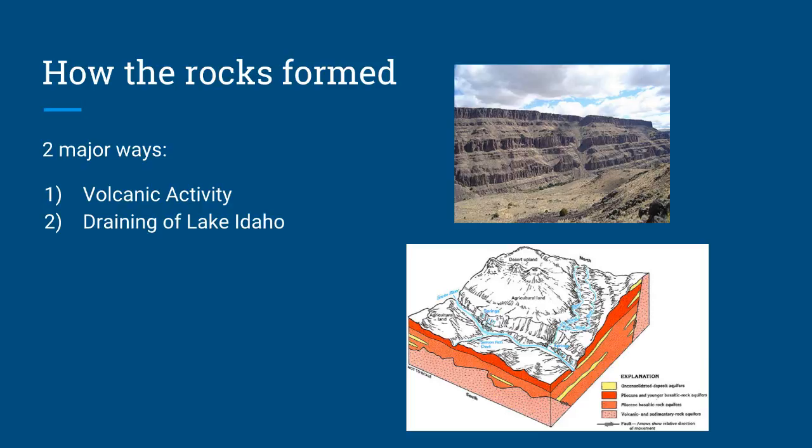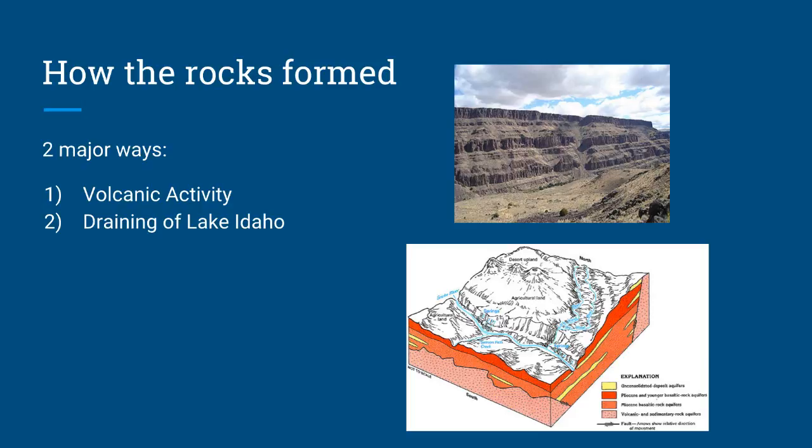First, there were multiple volcanic eruptions that laid down layers of basalt. You can see in the top picture that there are many different layers that were laid down by these different volcanic eruptions. The second big factor was when Lake Idaho drained.